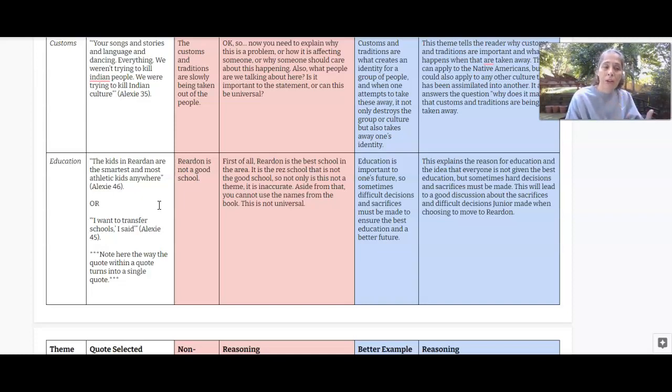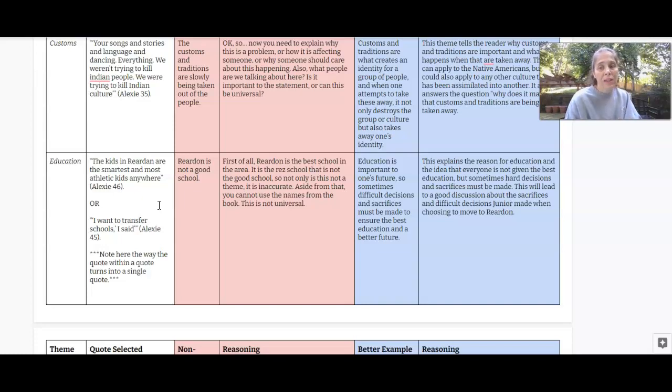Reardon is actually the better school, and it's the res school that's not a good school, which is why he wants to leave. So aside from the fact that that's inaccurate, you also can't use the names from the book. So using Reardon is not universal because none of us go to Reardon, right? So Reardon means nothing to anybody else. So instead, what we want to do is focus on education. So education is important to one's future, so sometimes difficult decisions and sacrifices must be made to ensure the best education and a better future.